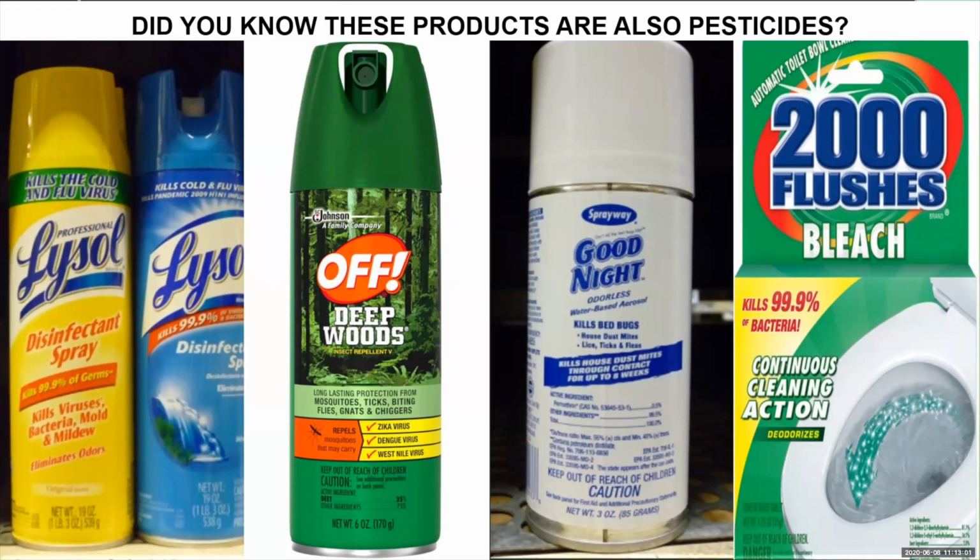Same with 2000 Flushes, this bleach. It says it kills bacteria. If it just said whitens and brightens, it wouldn't be a pesticide. In the middle, we have a mosquito repellent and a bed bug spray. So those are pesticides as well.